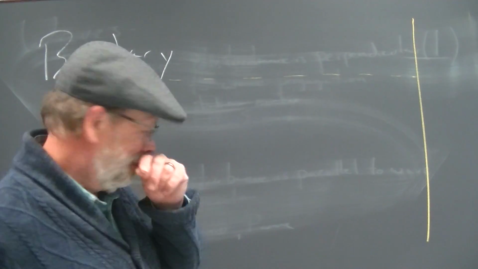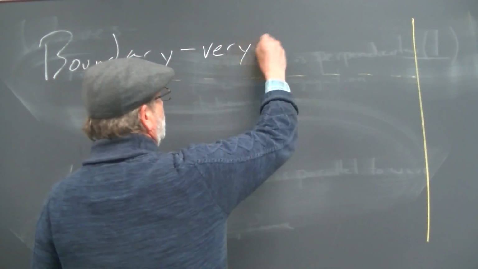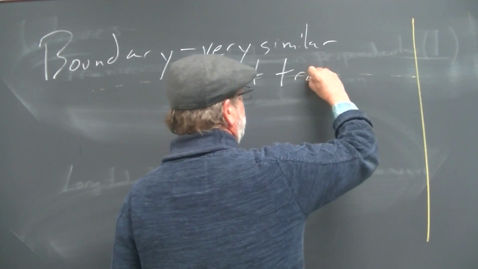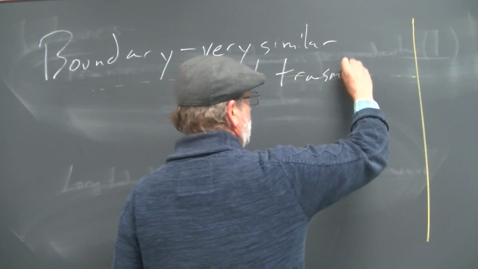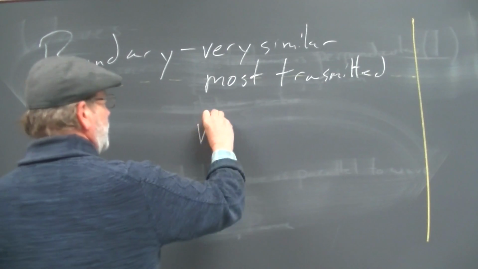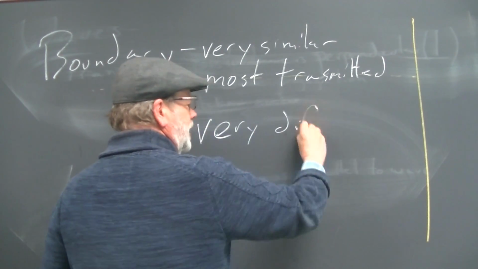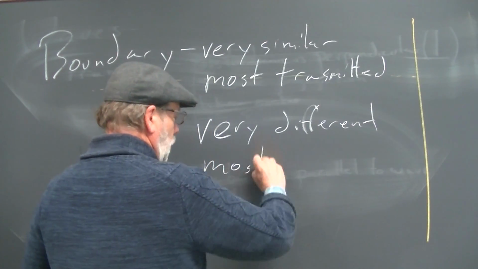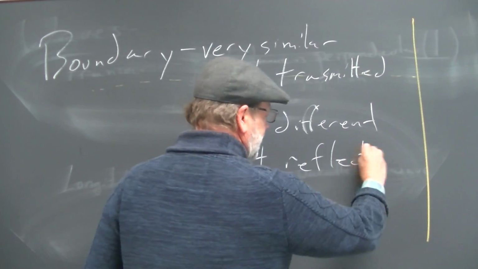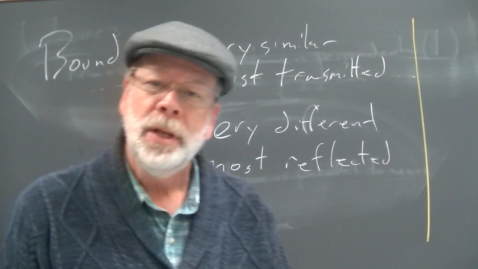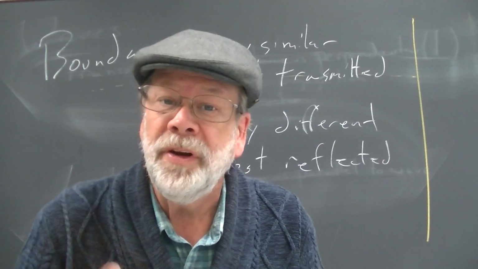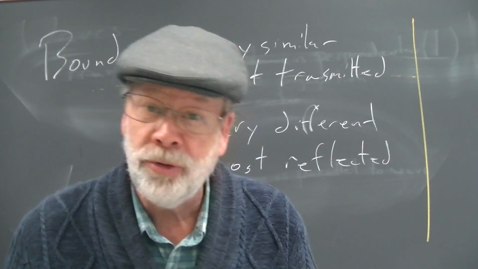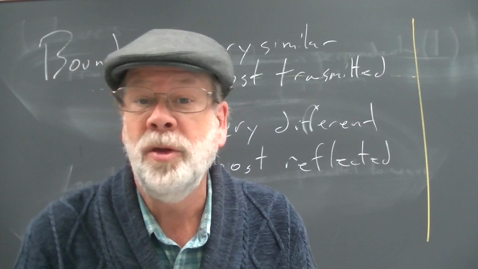For a boundary then, very similar: most is transmitted through. Very different: most is reflected back at us. So at a boundary, two different things can happen. Some of the wave is transmitted, some of it is reflected. The more similar the boundary is, the more is transmitted. The more different, the more is reflected.